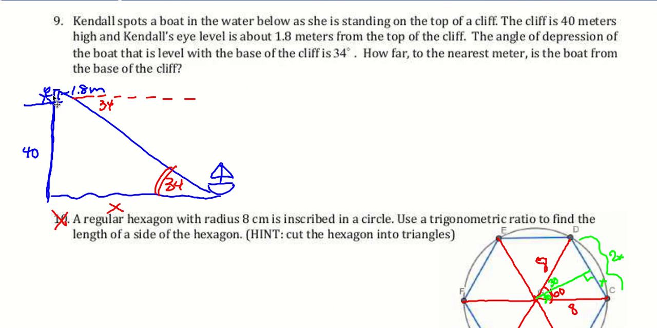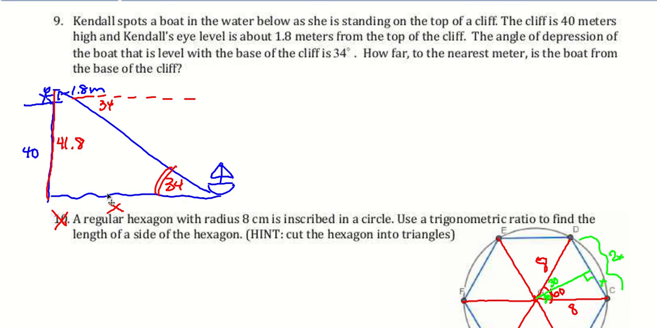Number 9, Kendall is spotting a boat in the water as she's standing on the top of a cliff. So here she is, okay. Our angle of depression that she sees is 34 degrees. So that's the angle formed over here. But this is outside of our triangle. So we're going to put it down with where the elevation is because these are equal. So this is 34. We know that she is hanging out here 1.8 meters above the cliff is her eyesight. The cliff is 40 meters high. So we have to keep in mind that the actual height all the way up and down here is actually 41.8 meters, okay. So we're adding these together to get this side of the triangle. And then we're trying to find x.